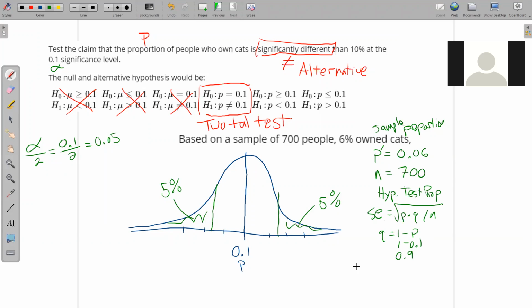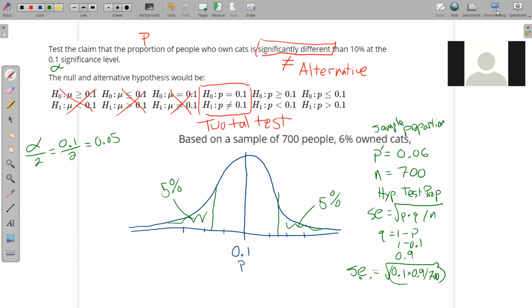So the standard error for this situation, which is how far a single standard deviation is on the graph, is going to be the square root. So we need a calculator or a spreadsheet. 0.1 for the 10% times the 90% of people that don't own cats, and then divide by the 700. And again, all that is inside the square root.